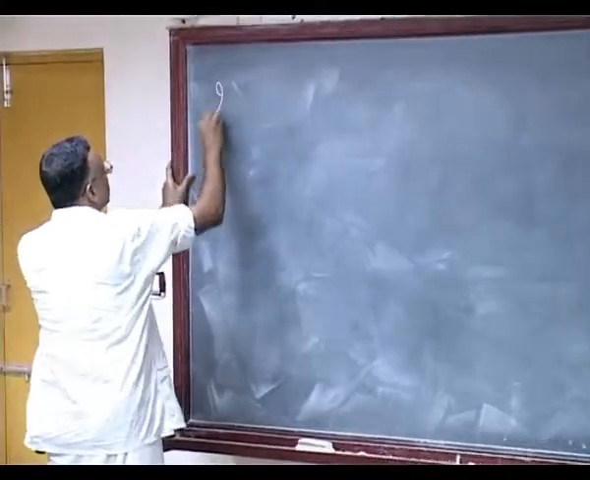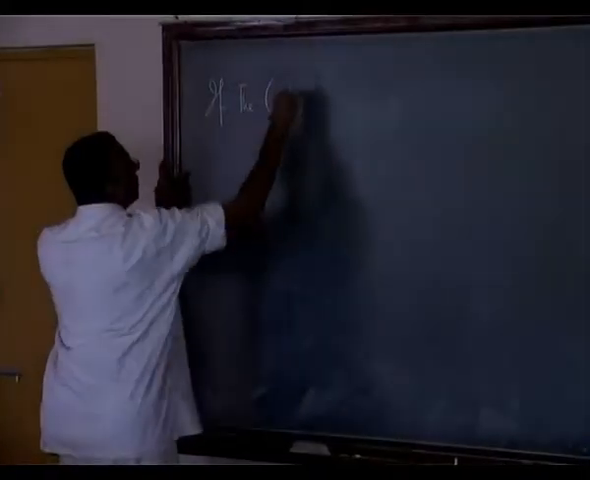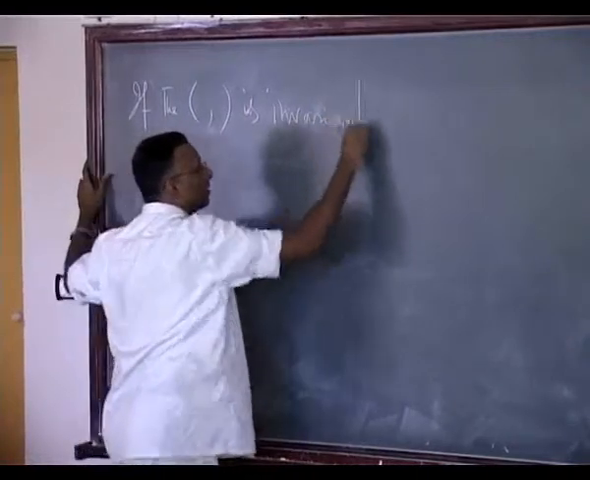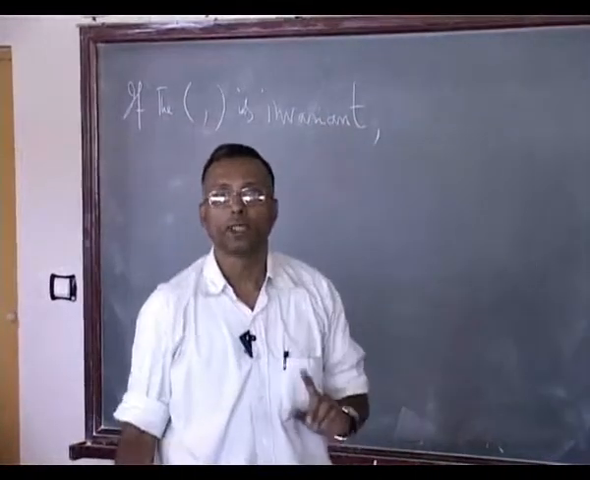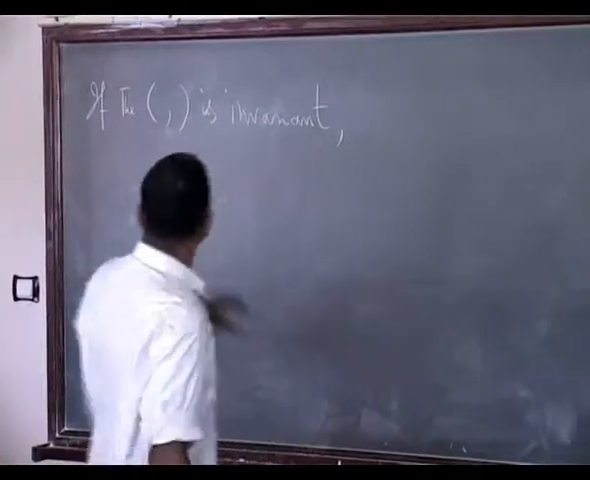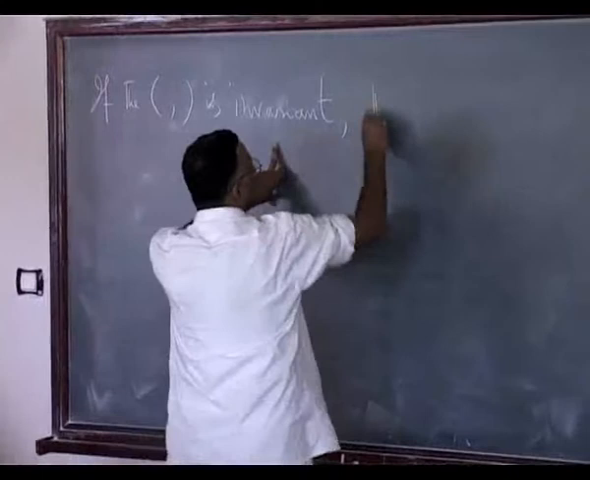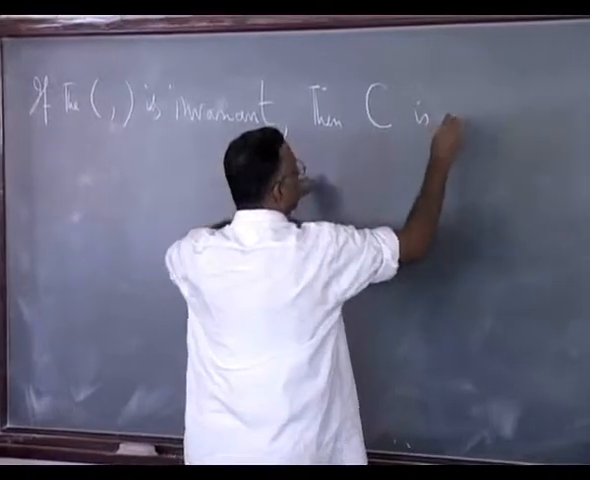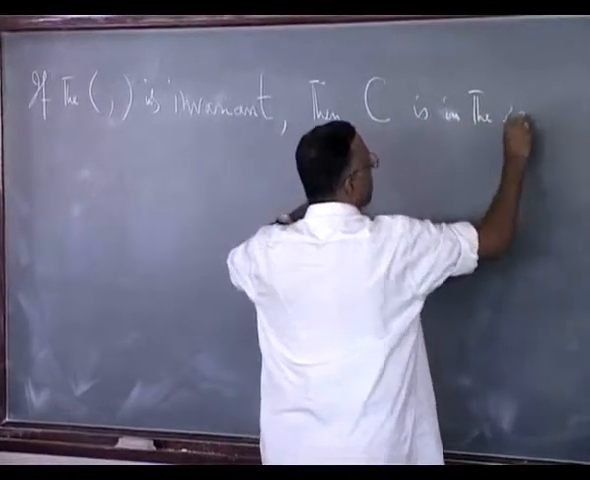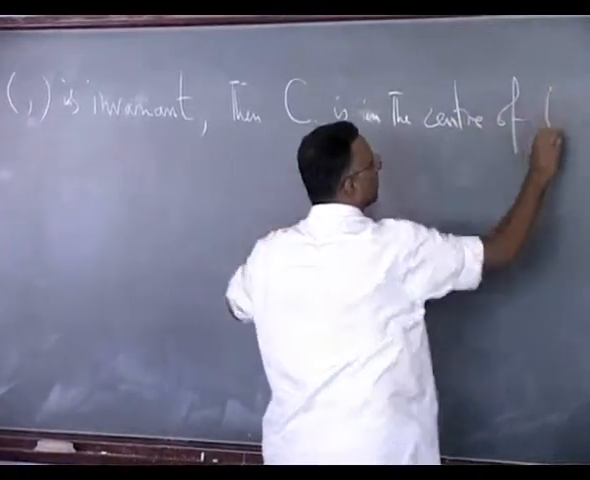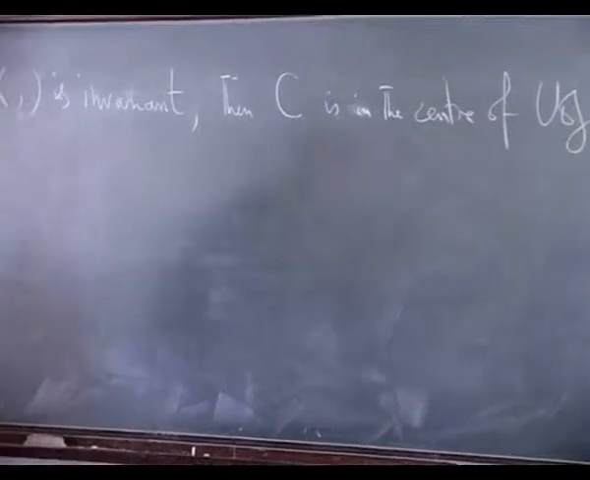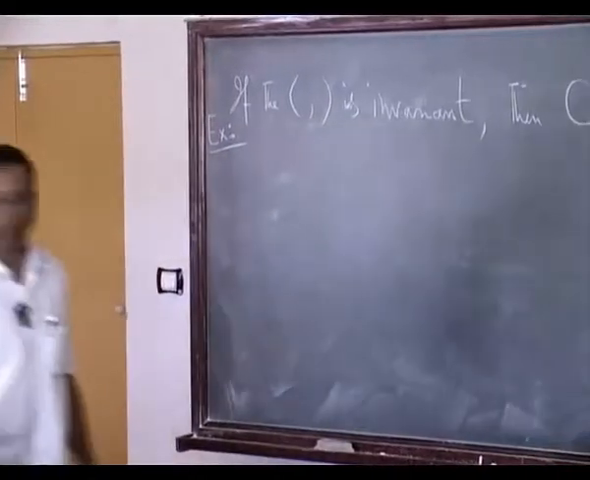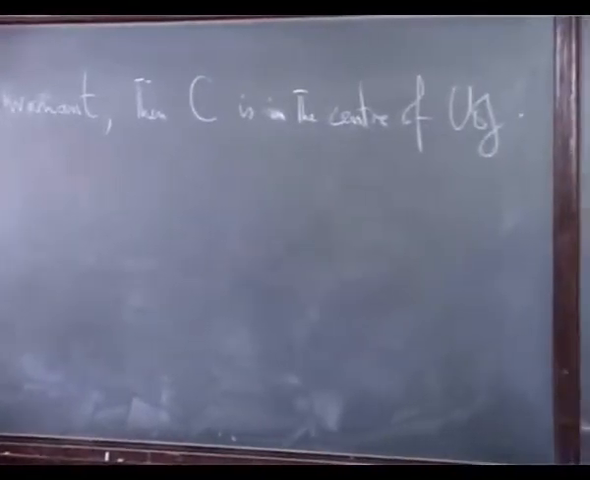So the statement is, if the form is invariant, then the Casimir is in the center. Okay, so that is the proof exercise. That's a very natural statement.